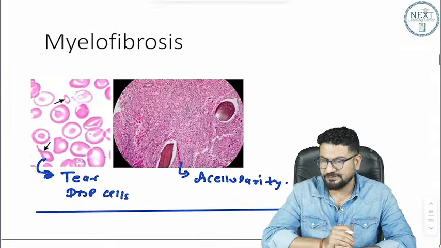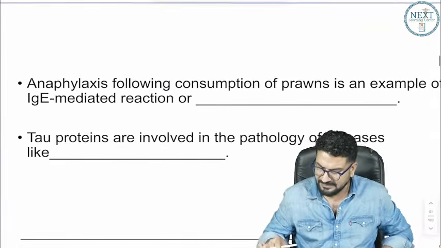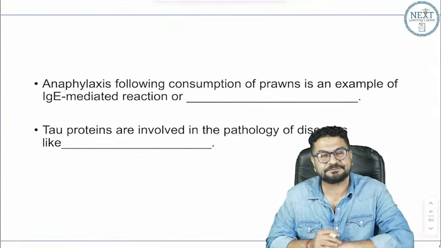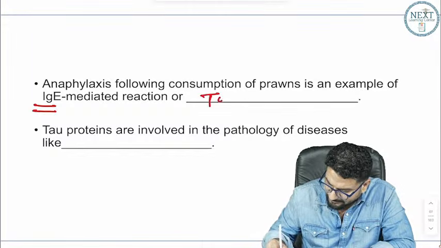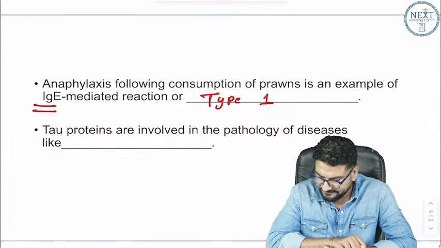Myelofibrosis. So teardrop cells, just remember, can also be seen in thalassemia. Okay, let's now see. Anaphylaxis following consumption of prawns. Someone ate prawns. That is an IgE mediated reaction. We call this which type of hypersensitivity? It is type 1 hypersensitivity.